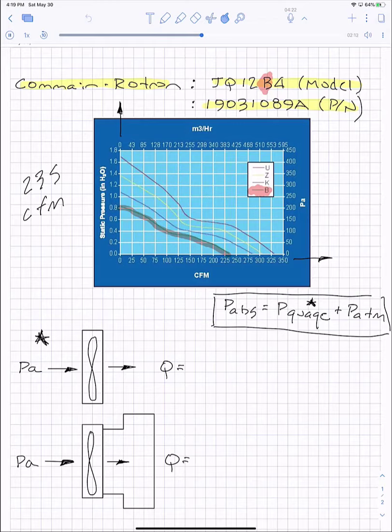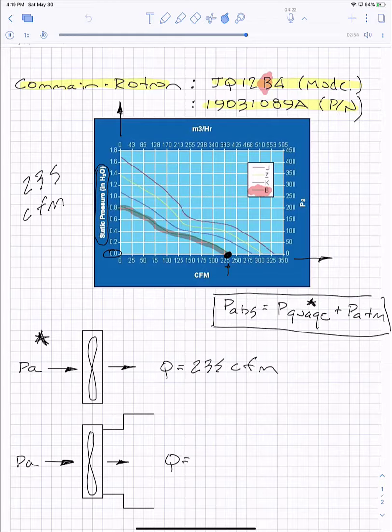Okay, so looking at this curve, this first picture is represented by the point at the far bottom right of the curve, which is the point down here at the bottom. And so when there's no back pressure, when there's zero static pressure over here on the vertical axis, which is this zero right here, which is this first situation, the volumetric flow rate is right here, which is 235 cubic feet per minute. So that first picture is this point on the bottom of the curve.